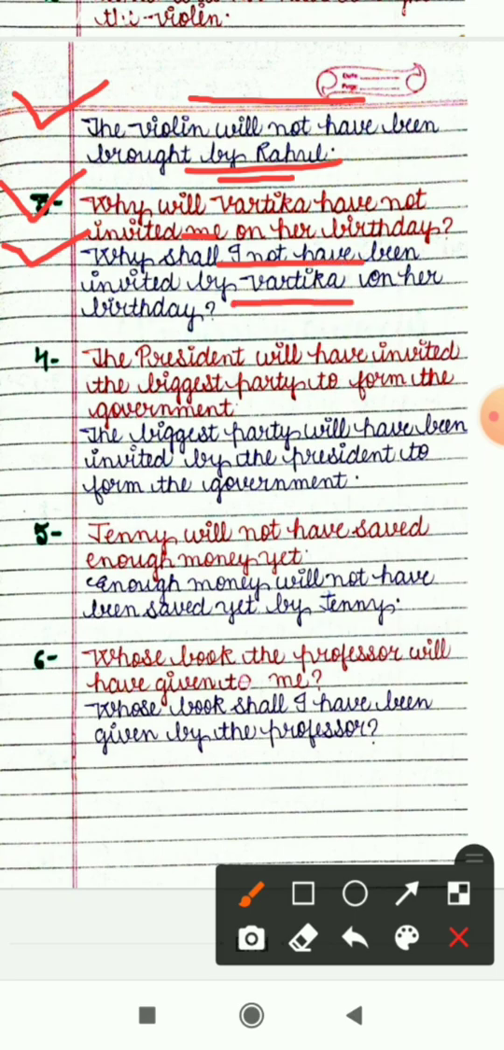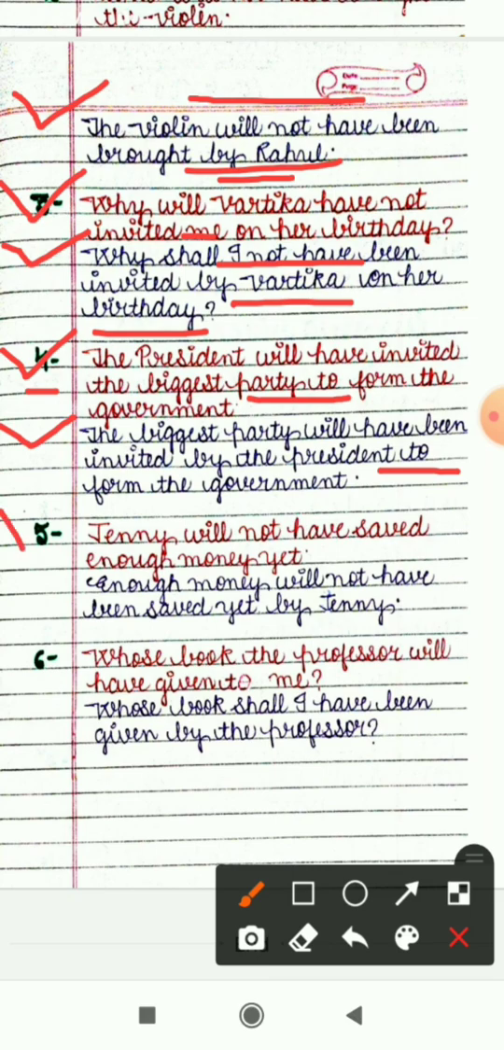Fourth sentence is the president will have invited the biggest party to form the government. So here the subject is the president and what is the object? The object is the biggest party. That means in passive voice our new subject will be the biggest party. The biggest party will have been invited by the president to form the government.